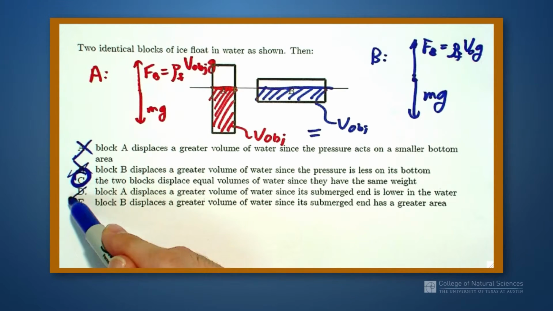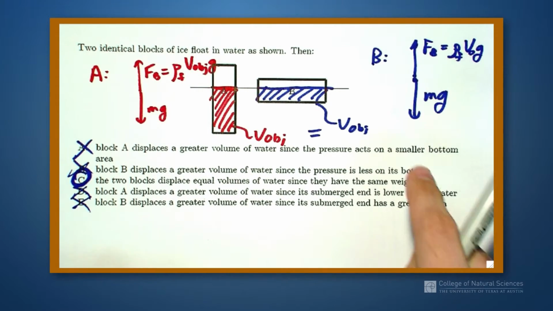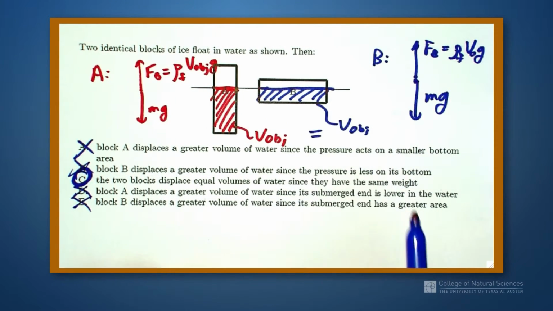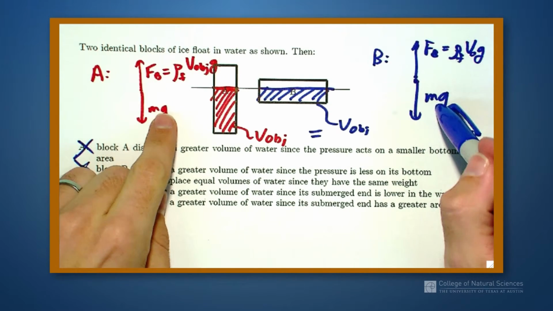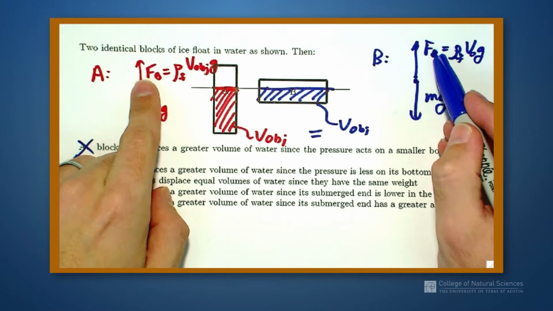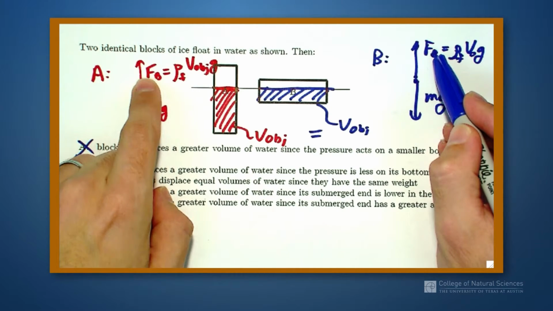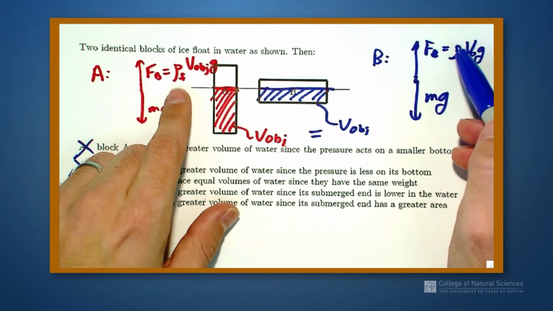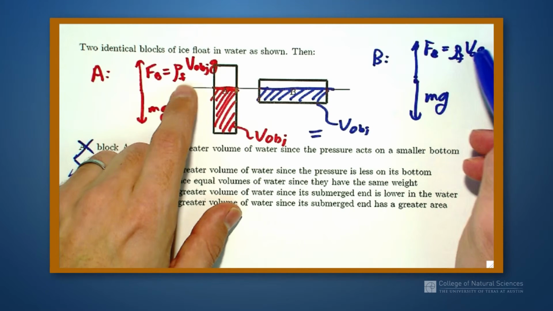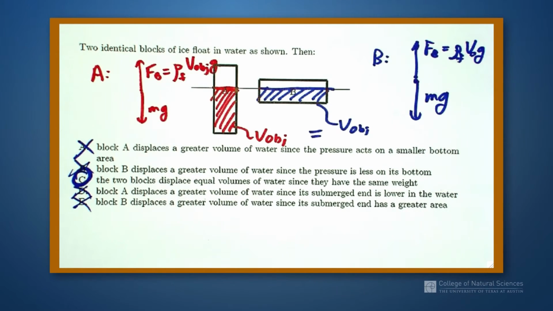Greater volume, nope, and displaces a greater volume. So answer choice C, where they displace the same amount of water, is the correct answer. And that's because they have the same weight. If they have the same weight, then they have the same buoyancy force to keep them upright. Same buoyancy force up means that they have to have the same volume since they're in the same gravity and in the same fluid.